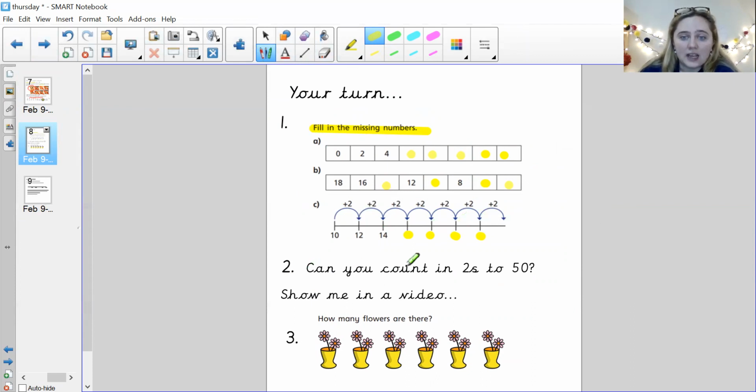The second question says, can you count in twos to 50? And it says, show me in a video. So film yourself counting in twos all the way as far as you can go. Okay, and number 3 says, how many flowers are there? So you can count these in twos. Okay, pause me and come back if you want to do the challenge. Otherwise, remember to post your work to Tapestry.